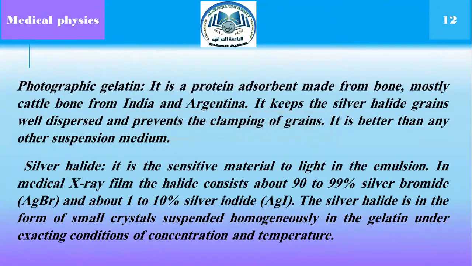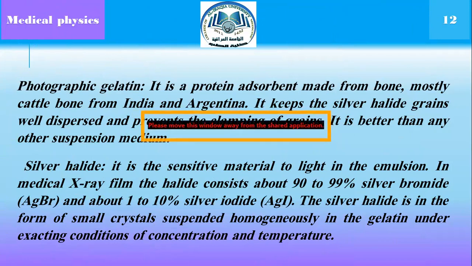Photographic gelatin is a protein absorbent made from bone, mostly cattle bone from India and Argentina. It keeps the silver halide grains well dispersed and prevents the clumping of grains. It is better than any other suspension medium.